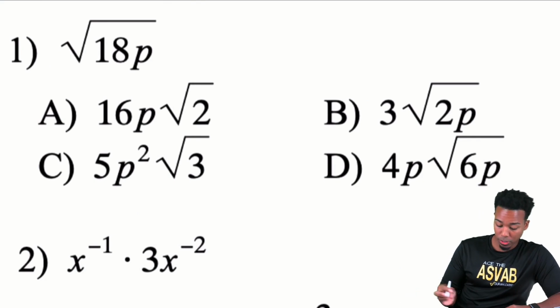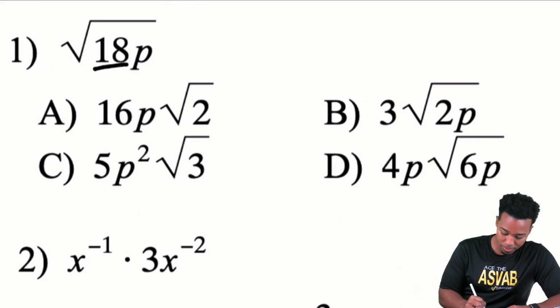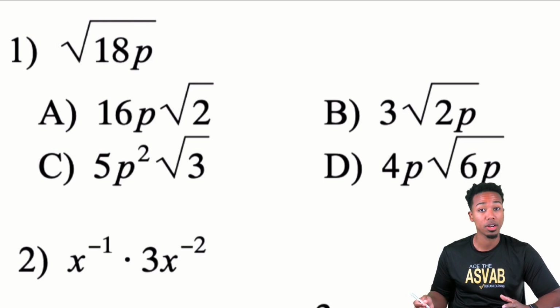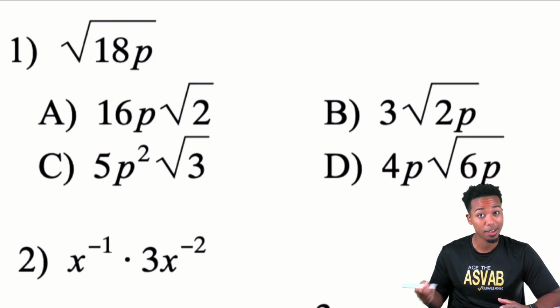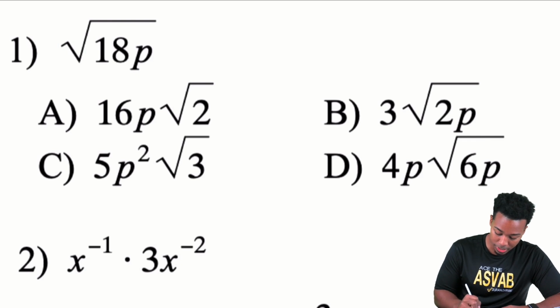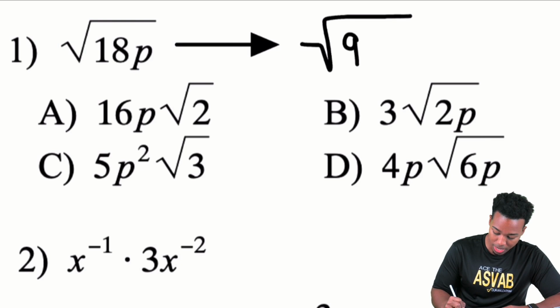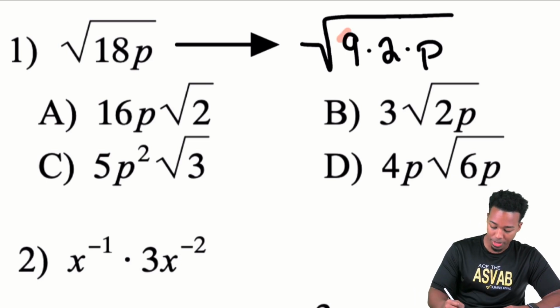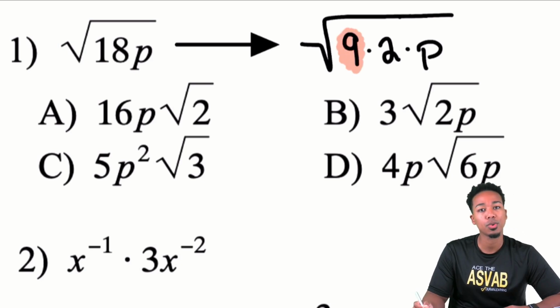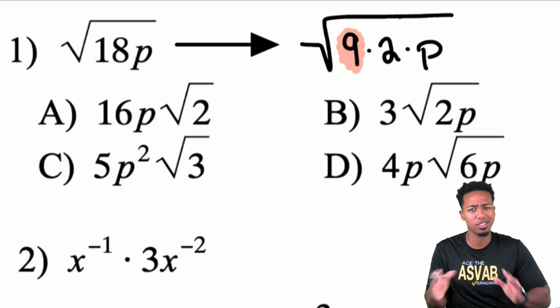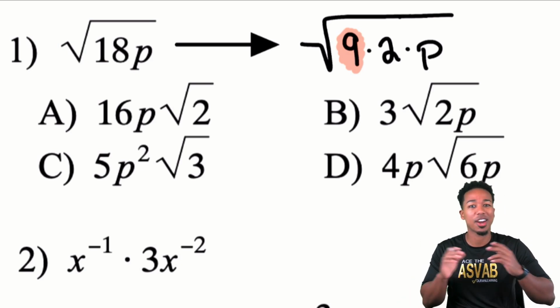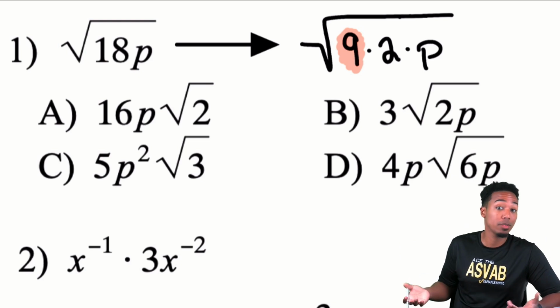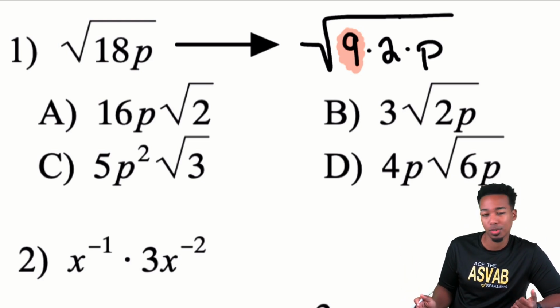So here's the thing. 18 is not a perfect square, but it does contain one. Remember, this is the same thing as saying the square root of 9 times 2 times p. Now, why did I do that? Well, because 9 is a perfect square, and 9 times 2 is 18. So I didn't change anything or write any false information. All I did was replace the 18 with 9 times 2.